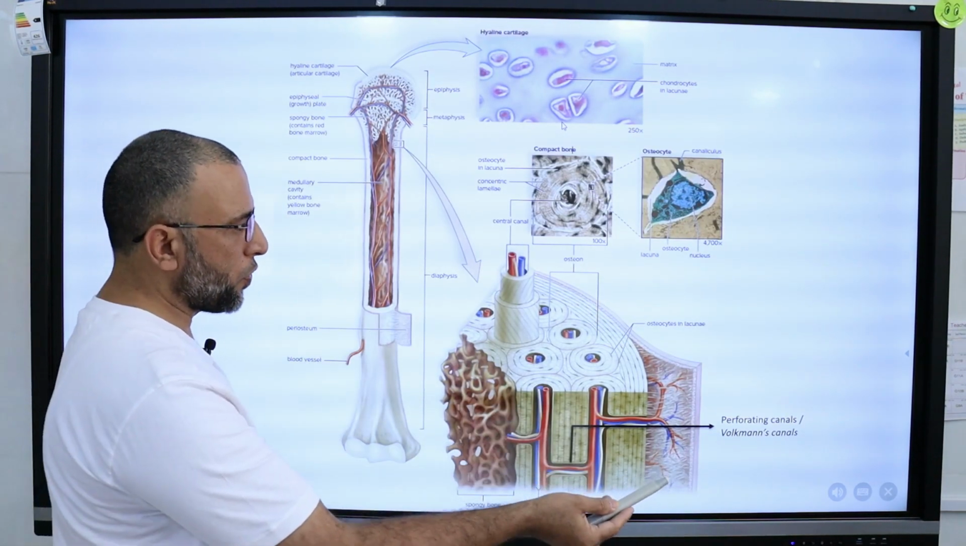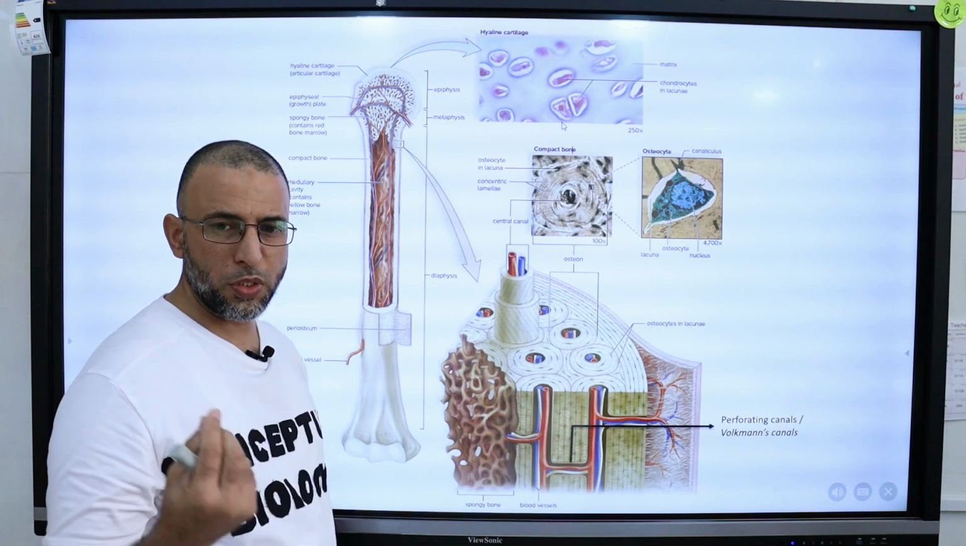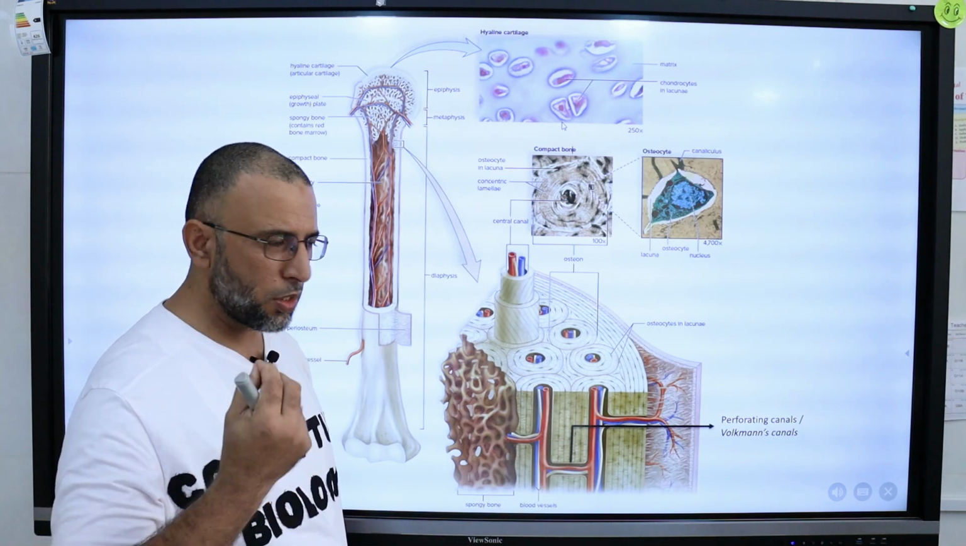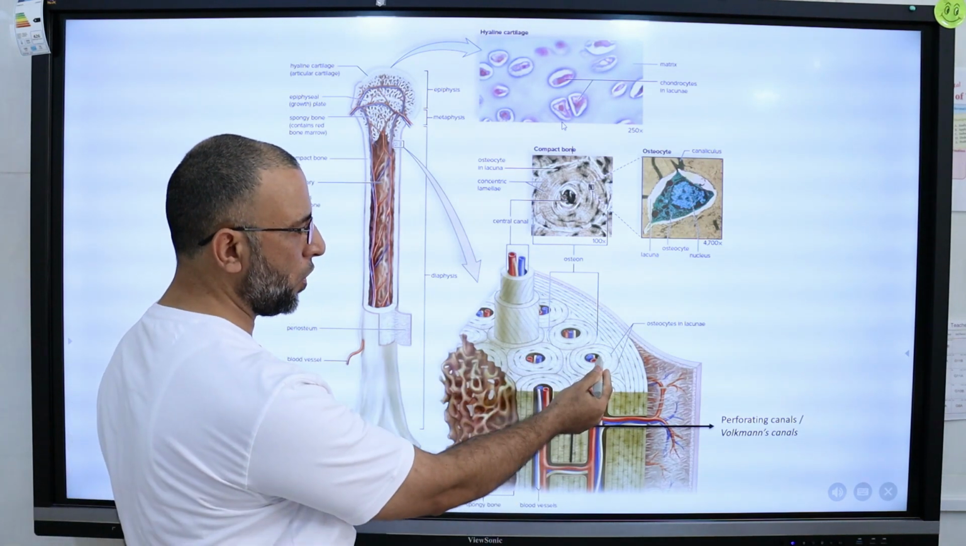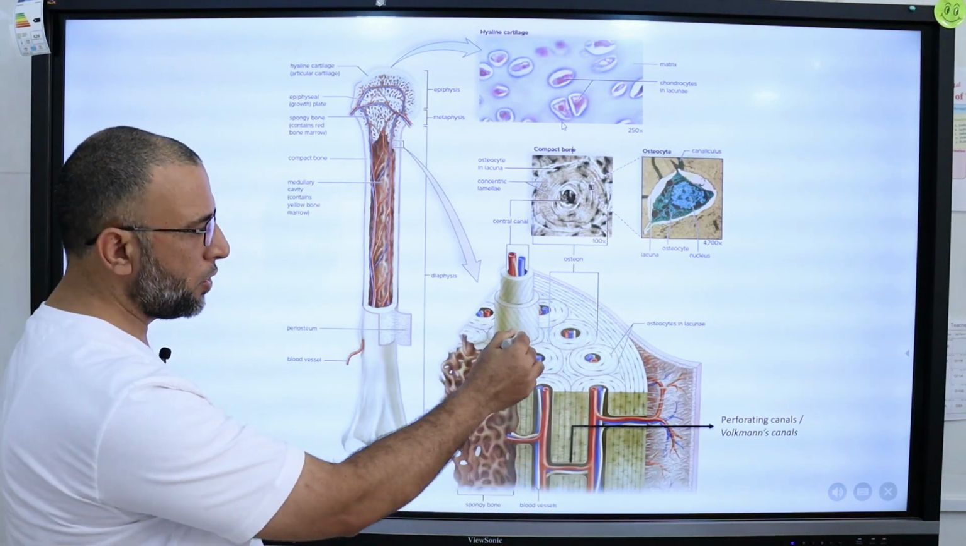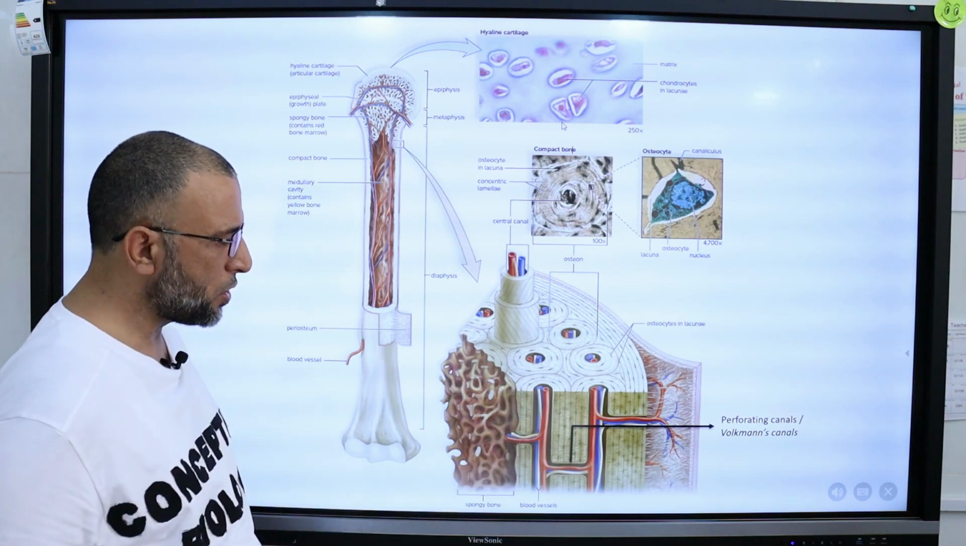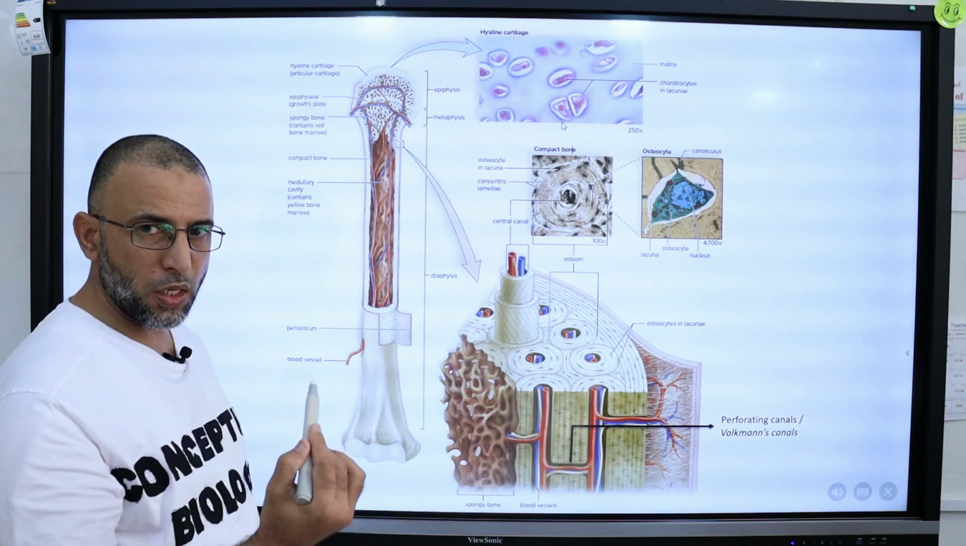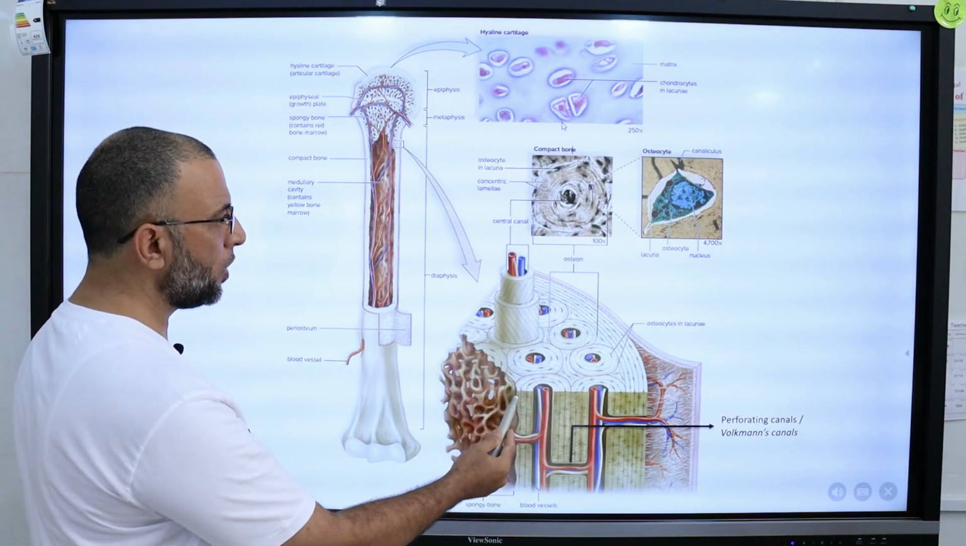So, this is the structure of compact bone. Compact bone is composed of simple repeating unit structures which are called osteons, and an osteon has concentric rings, and in the center there is a canal which is called the central canal, and osteocytes are the living bone cells which are present here in the cavities.